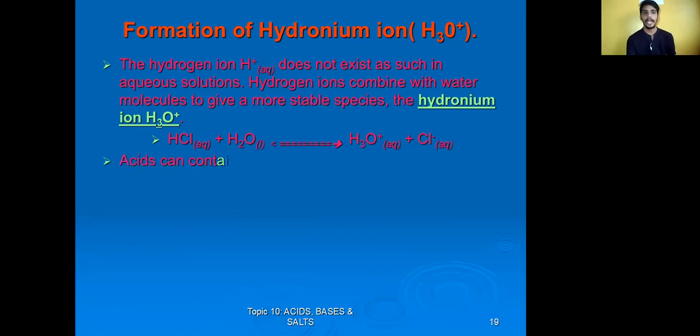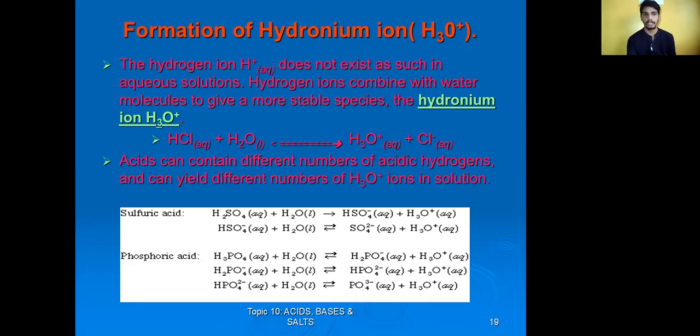Acids can contain different numbers of acidic hydrogens and can yield different numbers of H3O+, that is hydronium ion, in the solution. Let's talk about sulfuric acid. We have discussed that sulfuric acid can donate both hydrogens or only one hydrogen. Phosphoric acid has the liberty to donate three hydrogens at once. It can donate all three hydrogens, or it can donate only one hydrogen. So it depends on how it does so.